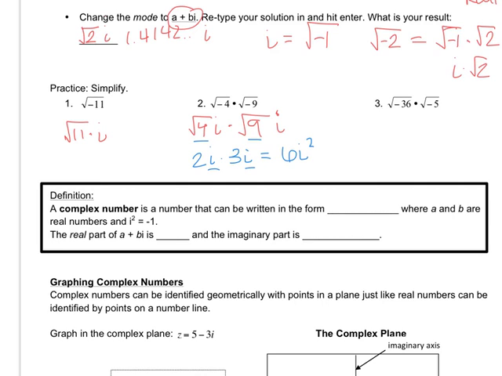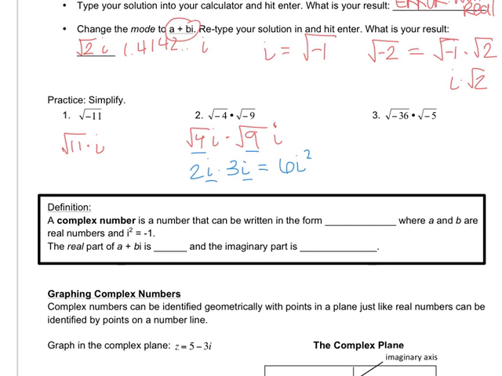So if you look back up here, if we know that i equals the square root of negative 1, then i squared, if I simply square the square root of negative 1, you just end up with negative 1. So i squared equals negative 1, which means 6i squared just equals negative 6.